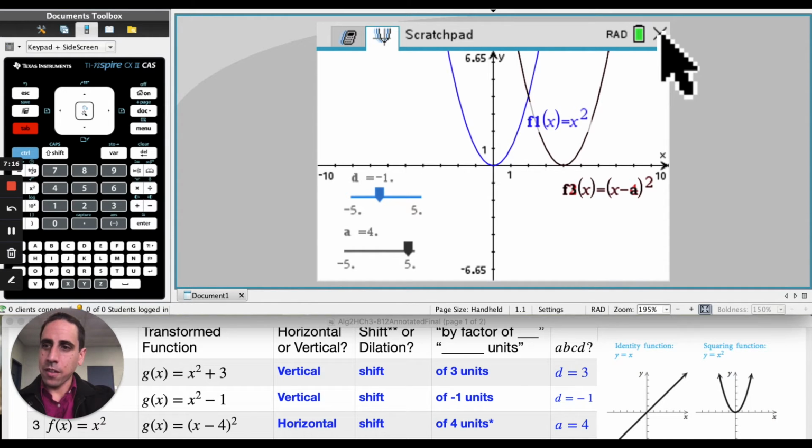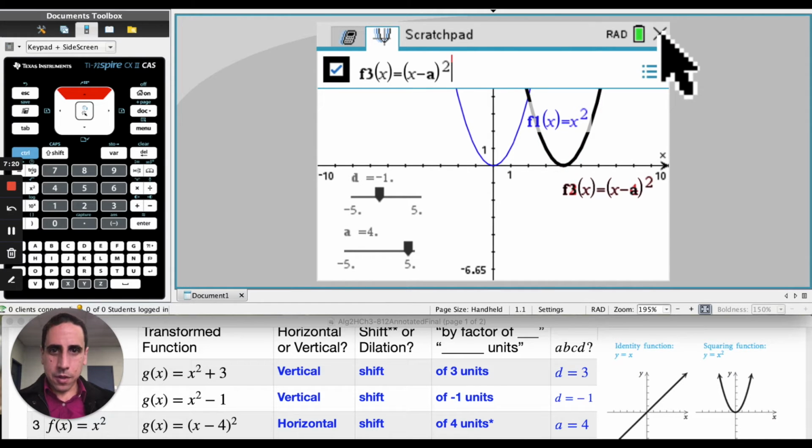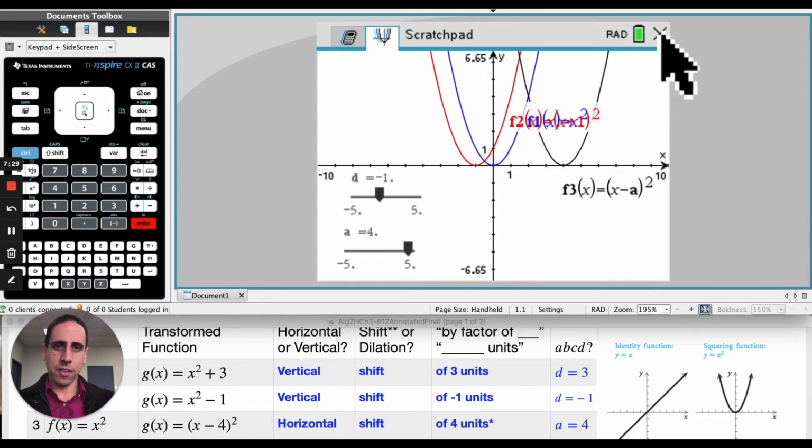It says x squared and then x plus 1, squared. Let's type that in. Tab, tab, tab, up, up. Okay, x plus 1. X plus positive 1. See where that graphs. In the negative direction, it moves over 1.